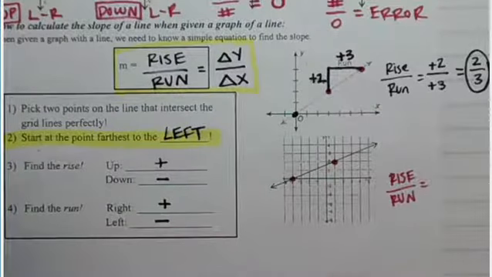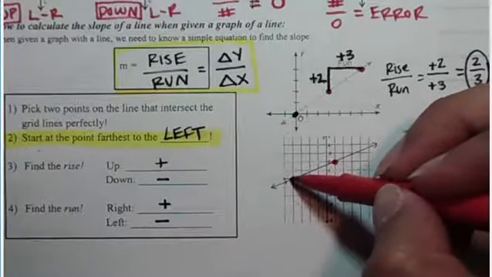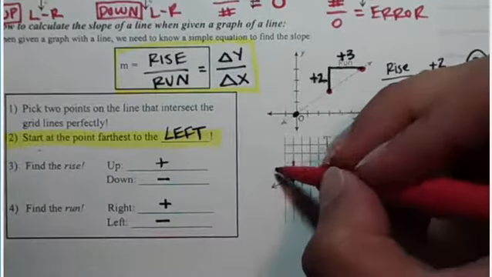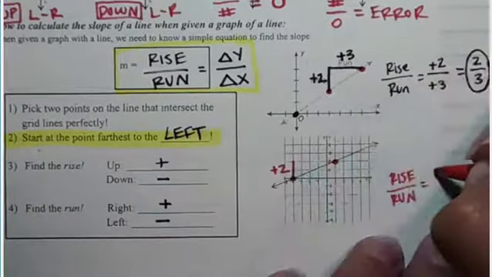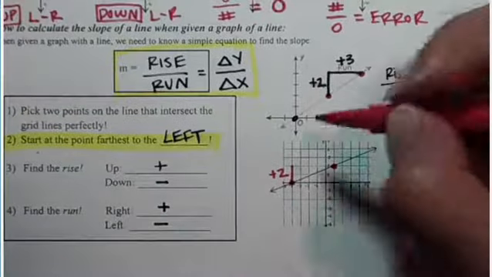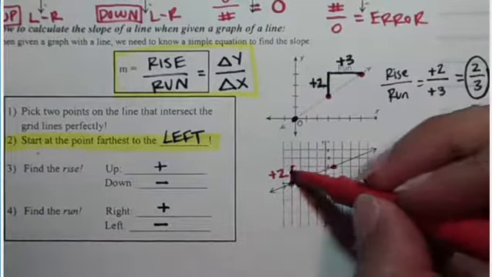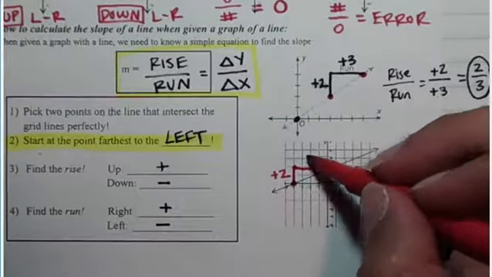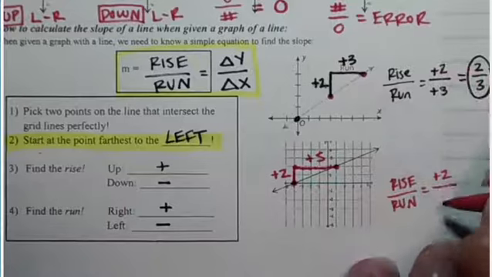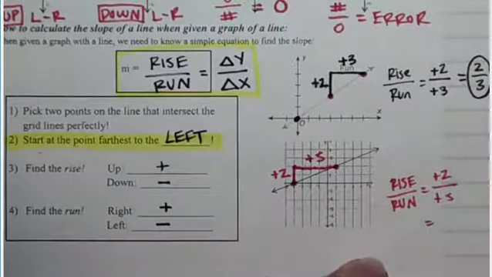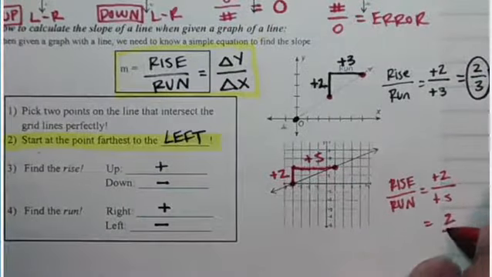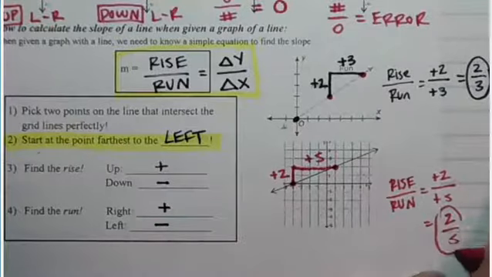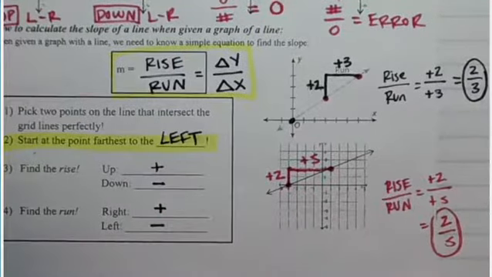So, from the farthest left point, I'm going to go up 2, which is a positive 2. And I'm not going to pick my pencil up, so I went up 2, and then I'm going 1, 2, 3, 4, 5 to the right, which would be a positive 5. So my slope ends up being 2/5. Okay?